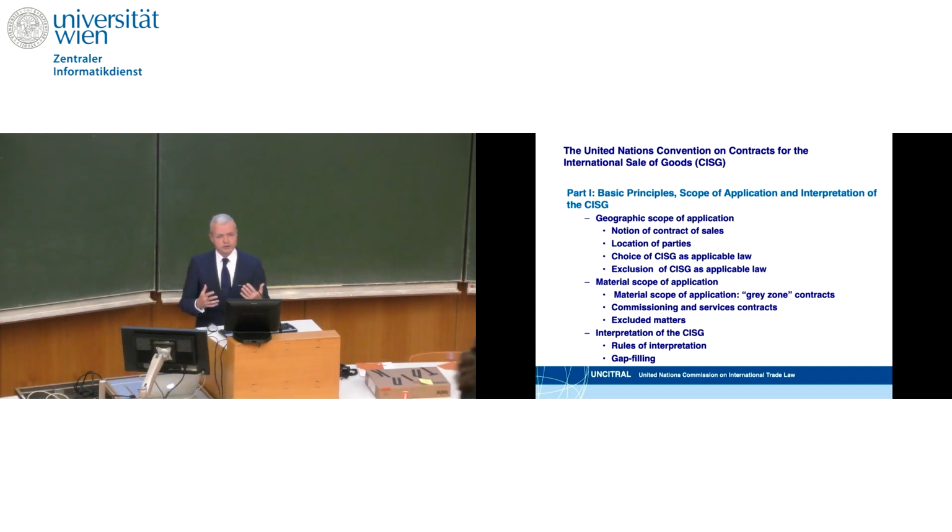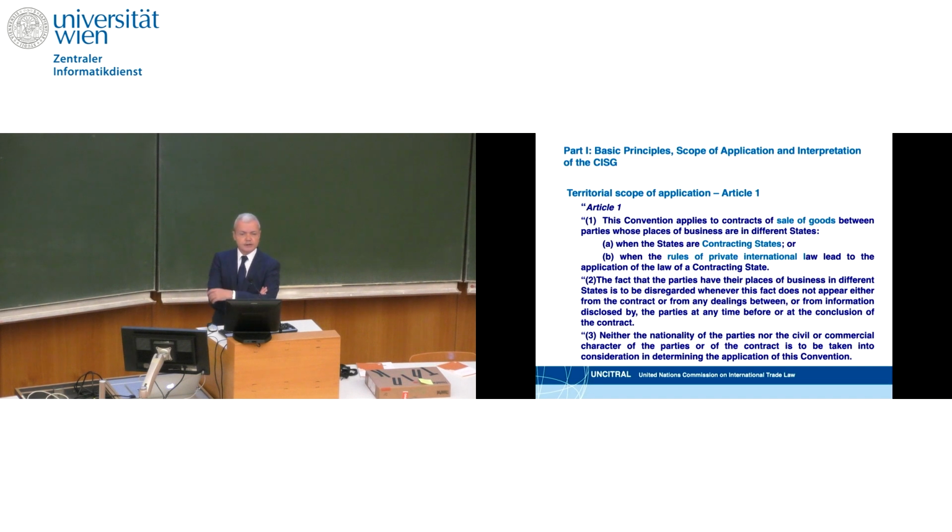And the definition of the scope of application of CISG is in terms of the geographic scope of application, the material scope of application, and then we'll also be talking in this part about the interpretation of the CISG. The territorial scope of application of the convention. The convention applies to contracts for the sale of goods between parties whose places of business are in different states, when both states are contracting states of the CISG, or when the rules of private international law lead to the application of the CISG.